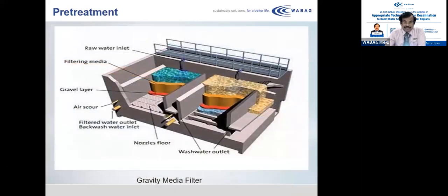This is a gravity media filter. The one which we saw previously is a pressure type filter, where the pressure used is around 1.5 to 4.5 bars, depending upon the system requirements. Whereas this is a gravity filter, where the hydraulic head of water that is accumulated over the media acts as the driving force for the water to filter. So this has a lower filtration rate when compared to the pressure filters which we saw previously.